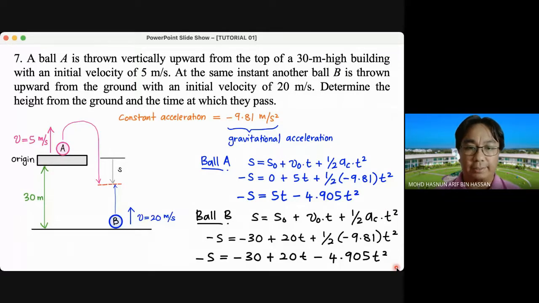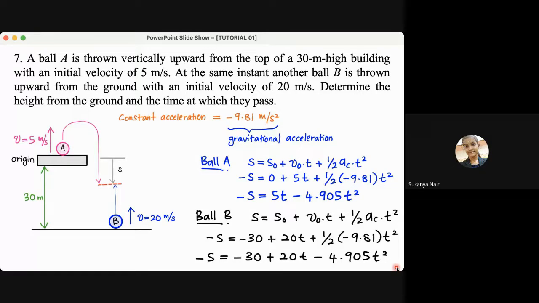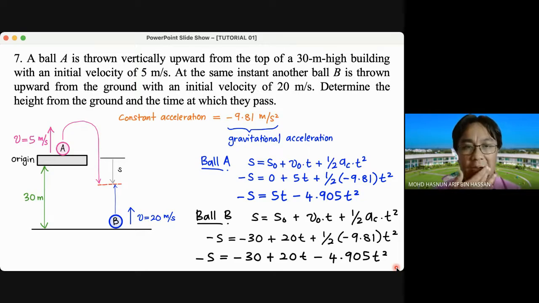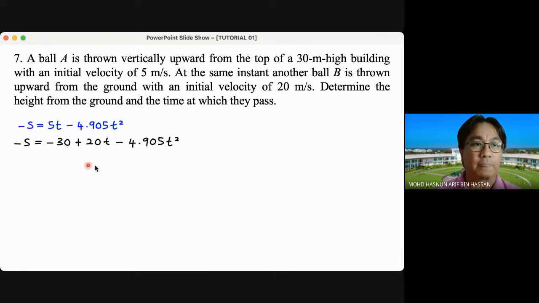What should we do next? Siapa yang dah jawab tadi? Sukanya. Yeah. So what should we do next? Okay, when ball A and ball B meet, the S1 and S2, the position will be same, right? So S1 equals to S2. Okay, good. Okay, let me go to the next one. So I bring this equation and also this equation from ball A and ball B. So I bring it here. Okay, what Sukanya said is correct.